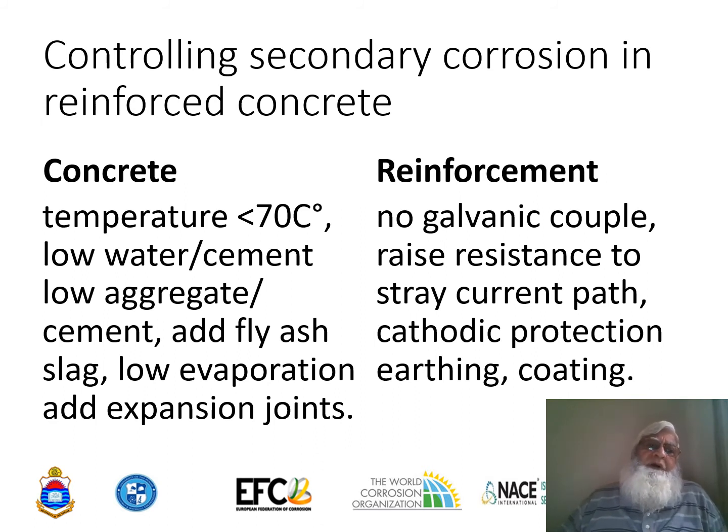And also a low water cement ratio helps in controlling secondary reactions, as do a low aggregate to cement ratio, adding fly ash and slag, a low evaporation rate, and adding expansion joints while keeping the evaporation low. These help in controlling the secondary corrosion of reinforced concrete, as well as the secondary corrosion of the reinforcement.